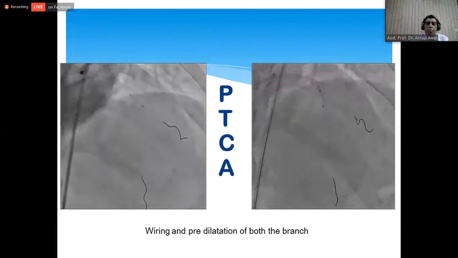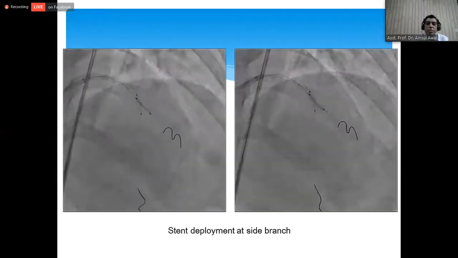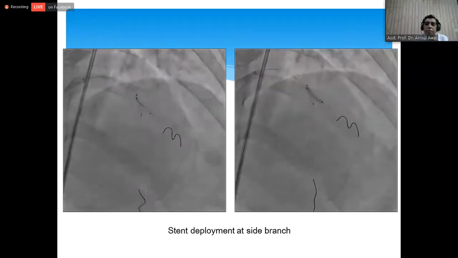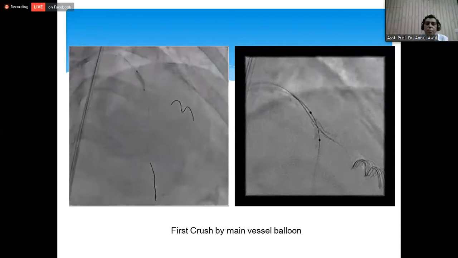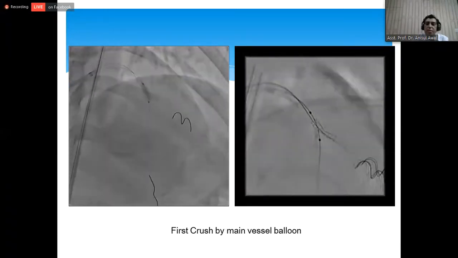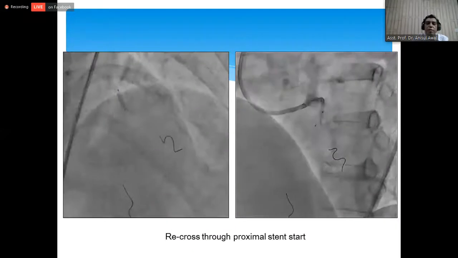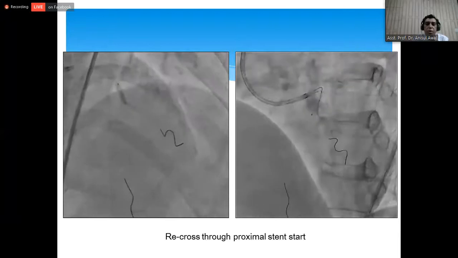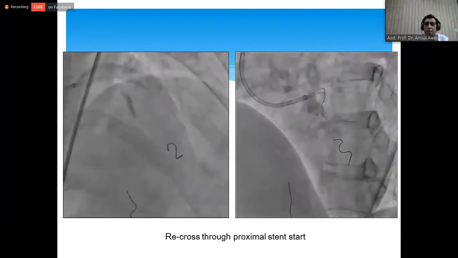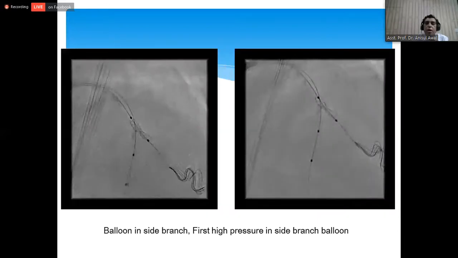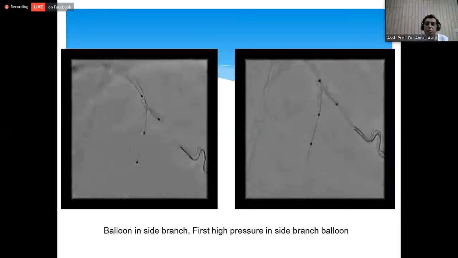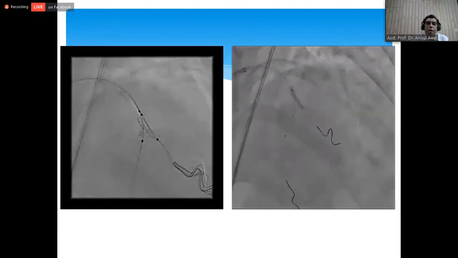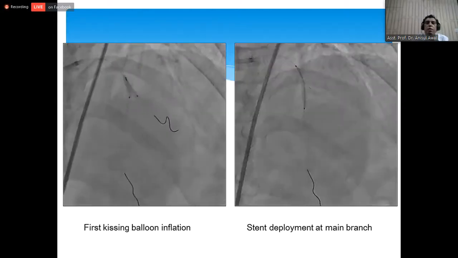We wired both vessels, pre-dilated both branches, and deployed the stent at the side branch, keeping a few millimeters, 2 to 3 millimeters, in the main branch, though in this case a bit more. The first crush is done by the main vessel balloon, and then we rewire through the crushed stent. In DK crush, we have to go through the proximal strut, or at least the central. So we checked in the stent view we have in our cath lab, and we found that we went through the proximal strut.